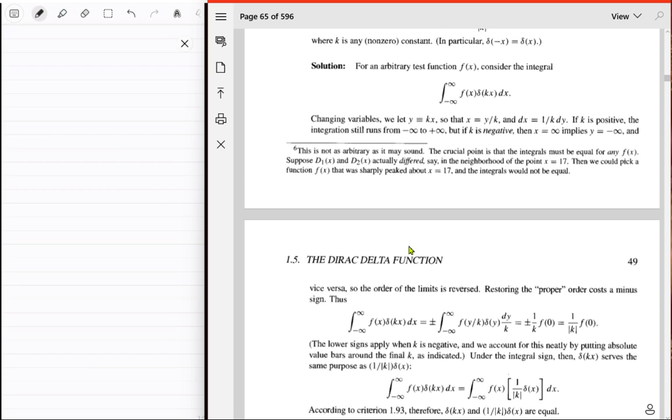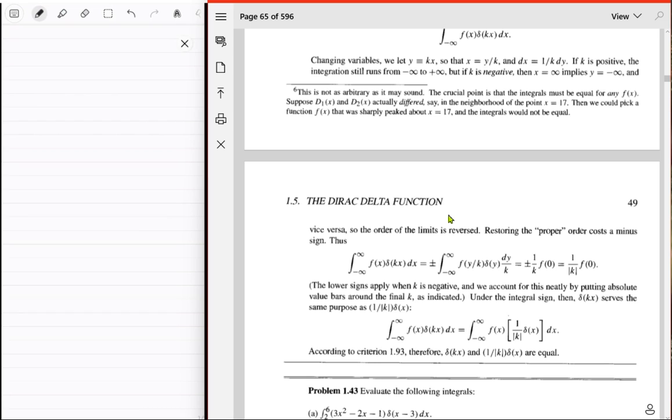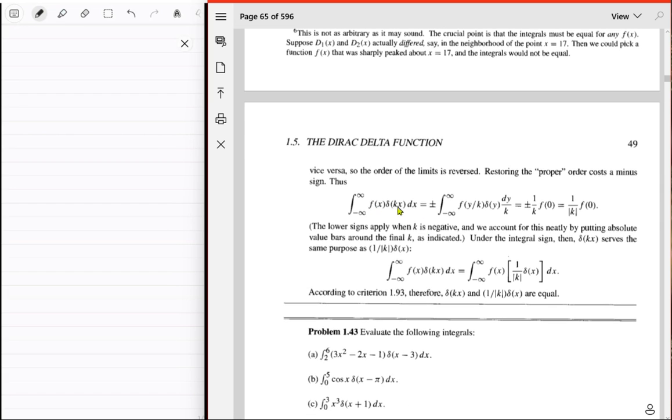Oh, so it depends on the sign of k. Okay, understandable. So if k is positive, nothing bad happens. It's still going from negative infinity to infinity. If it's negative, though, you have to put a negative sign, integrating from negative infinity to infinity. Reversing into the proper order causes a minus sign. Thus, you have this integration that's equal to, okay.